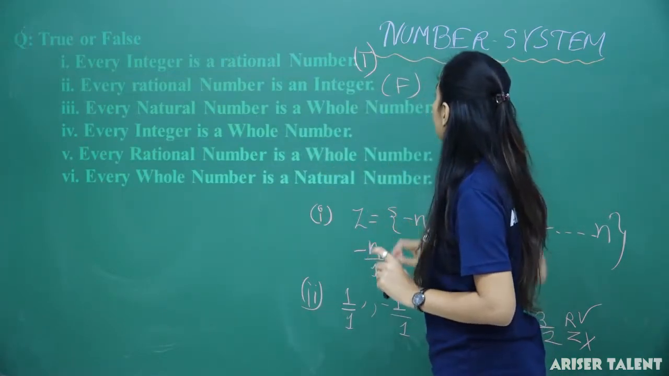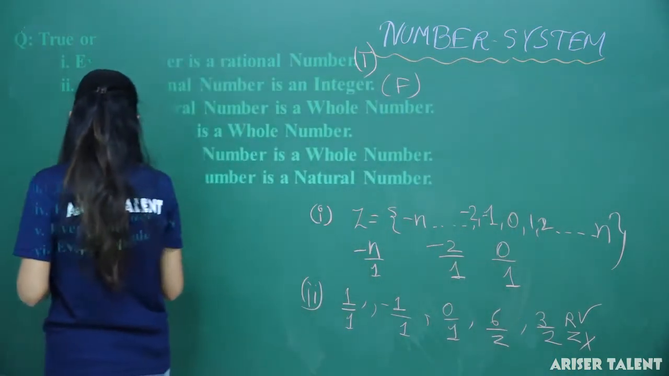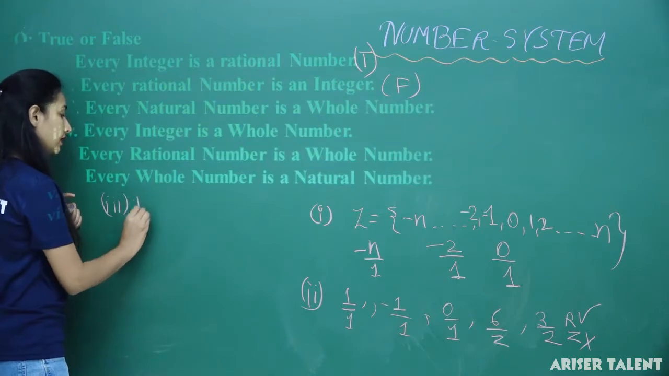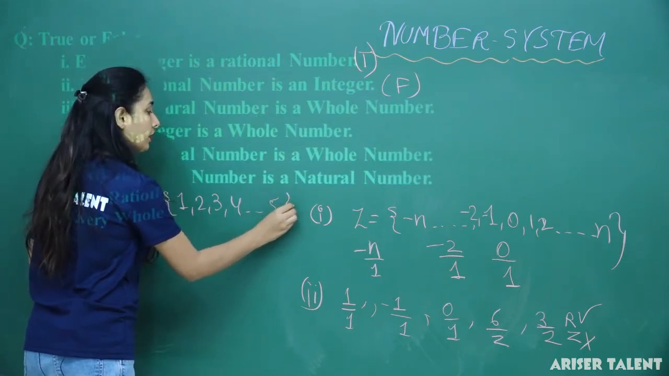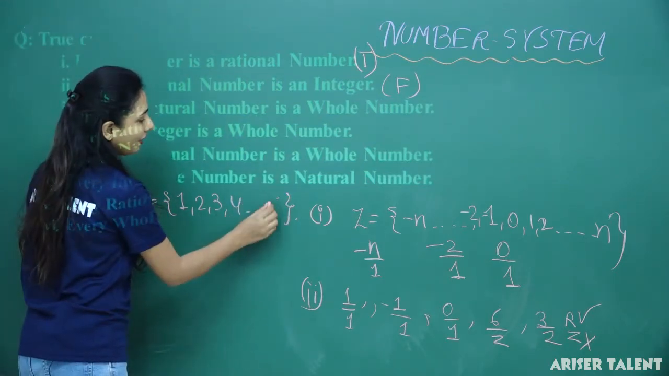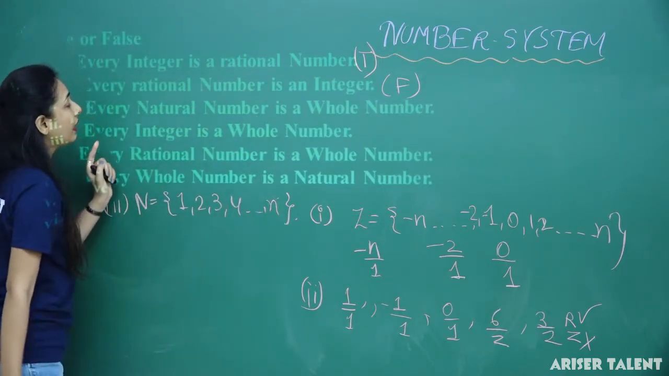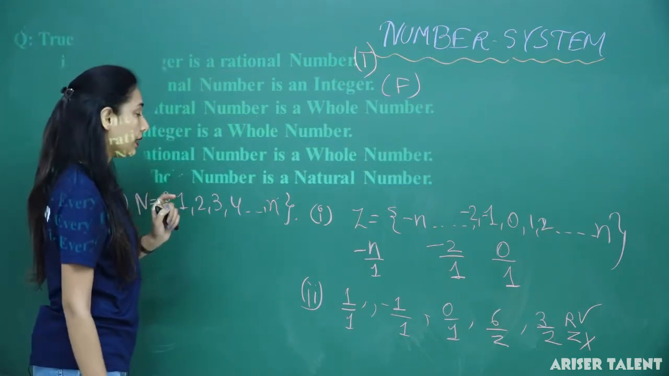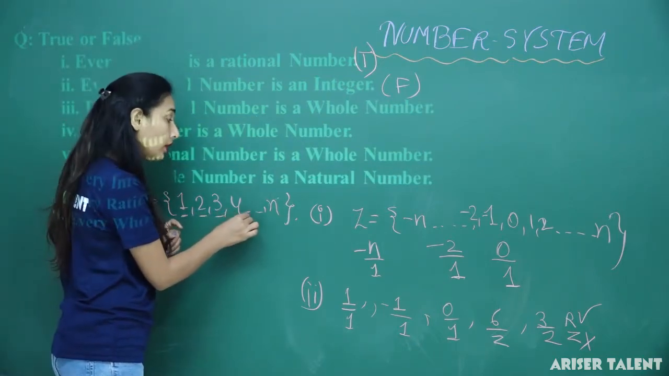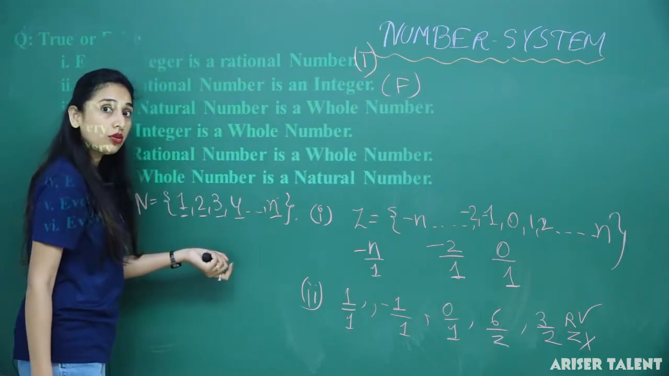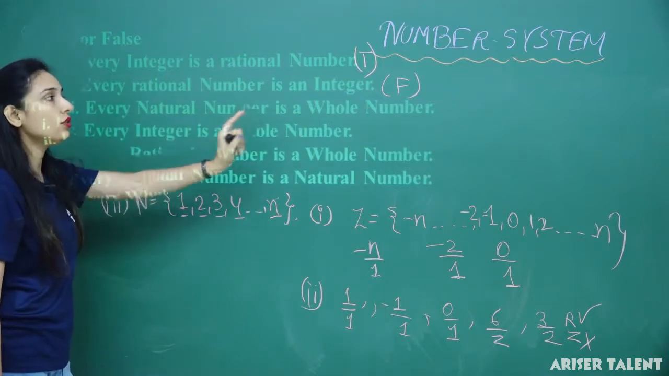Now every natural number is a whole number. When I talk about the natural number set, that is 1, 2, 3, and 0 is not included here. So, it's saying that every natural number, so these are all possible natural numbers, is a whole number. 1 is a whole number, right? 2 is a whole number, 3, right? 4, yes, it is also a whole number. So, what we concluded is that every natural number is a whole number is true.